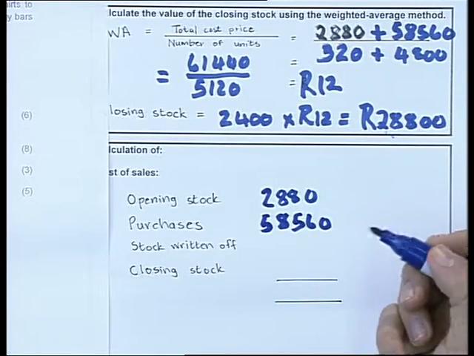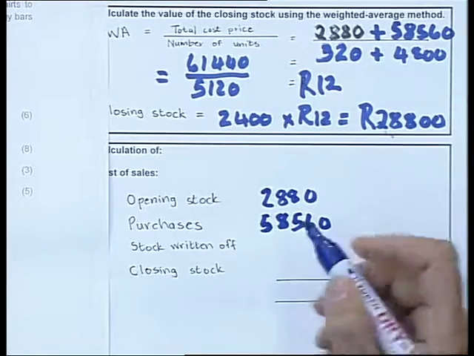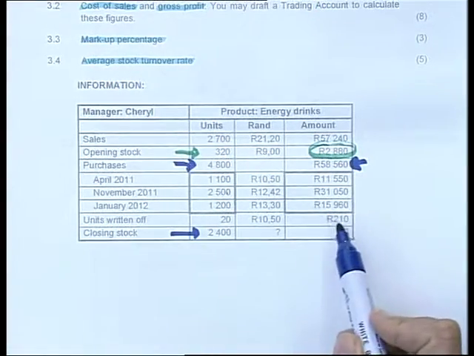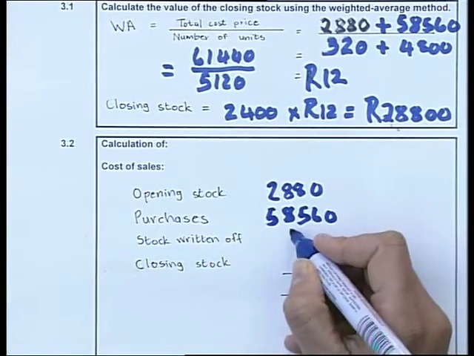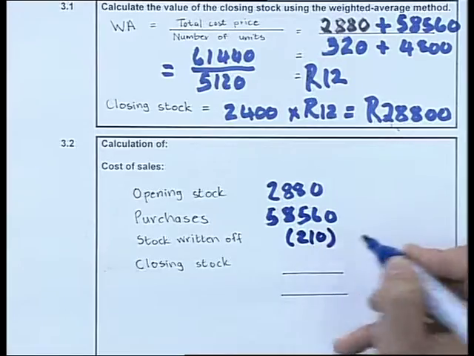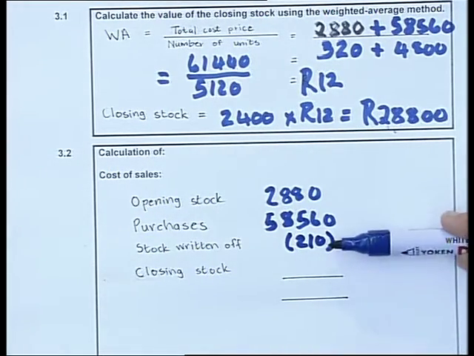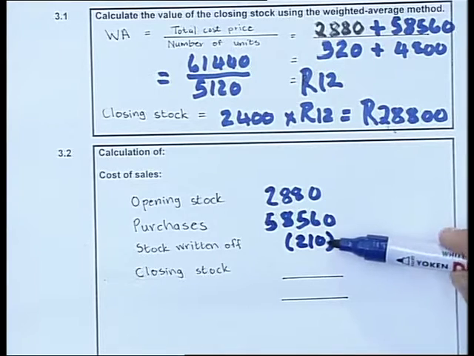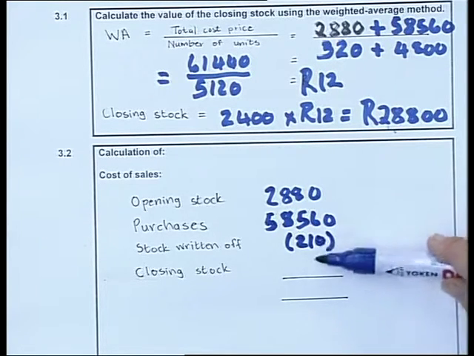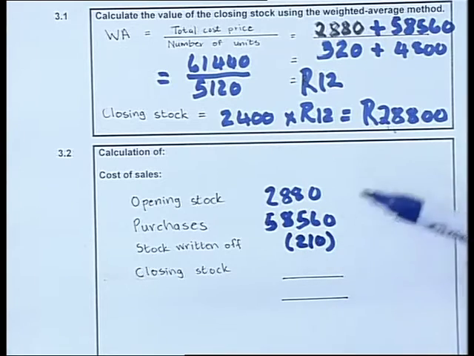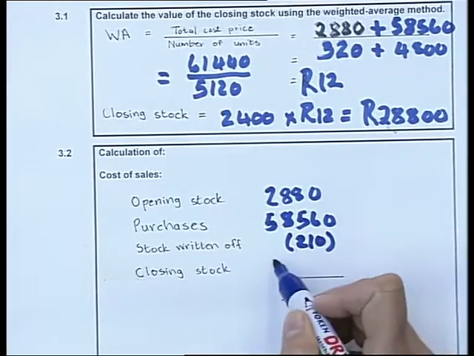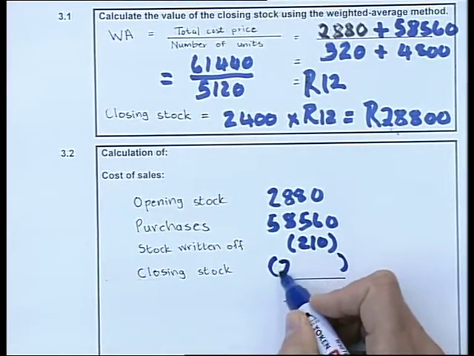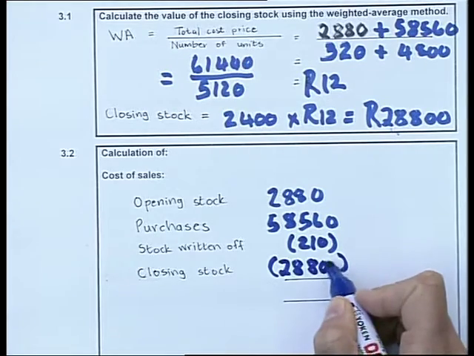It could have been damaged, it could have been stolen. Okay, so now you need, they actually gave you the amount. They say that the amount for the units written off is 210. So you will then deduct that. What if they didn't give you that amount? Then you would have used the average price per unit to calculate the amount for the units written off, because they told you it's 20 units, and then you would have said 20 times 12, but here they gave you the amount. Okay, and now very important, minus the closing stock that we've just calculated over there.